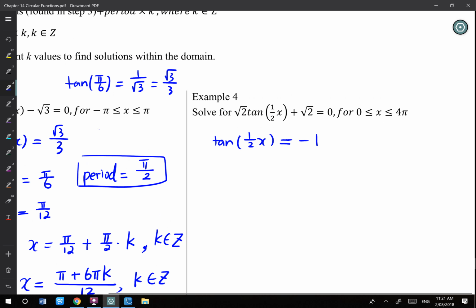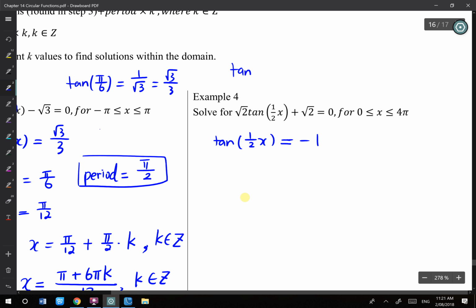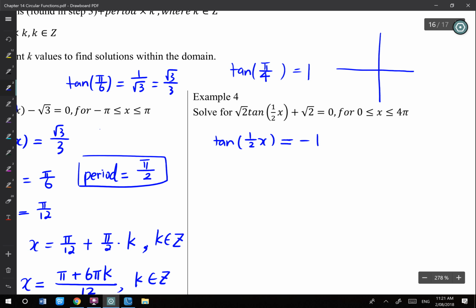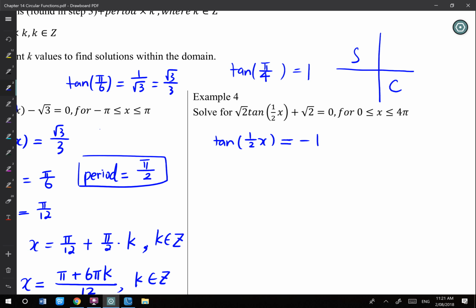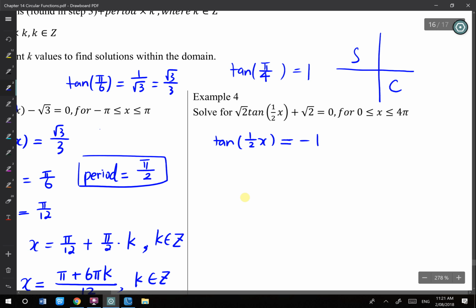Okay, tell me tangent what gives you 1? Pi on 4, good. Pi on 4 gives you 1. Okay, which quadrant is negative for tangent? Second and fourth. Second is the sine, fourth is the cos. Those two will be negative. But because I only need one value, I don't need two values. I just need one. So I can just ignore the bottom two.